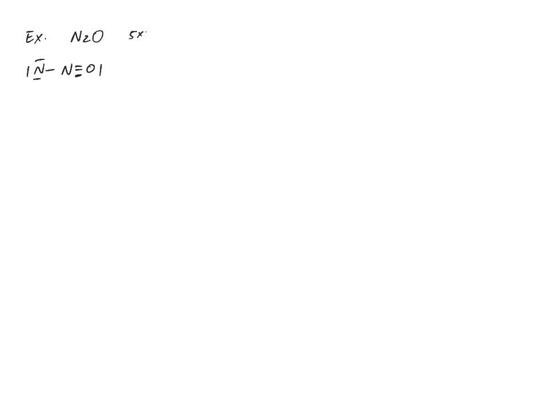Altogether you have 5 times 2 plus 6, so 16 electrons, which means 8 pairs. Okay, so 1 triple bond between nitrogen and 1 single bond between nitrogen and oxygen, and then double bonds between nitrogen and nitrogen, and nitrogen and oxygen.